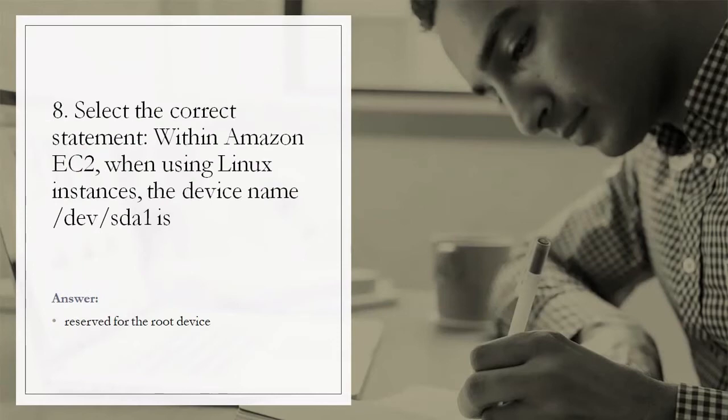Question number 8. Select the correct statement within Amazon EC2 when using a Linux instance. The device name /dev/sda1 is reserved for the root device, because within Amazon EC2, when using a Linux instance, the device name /dev/sda1 is reserved for the root device only.